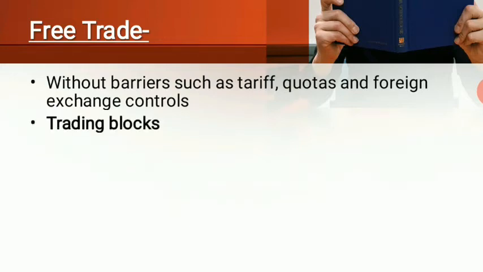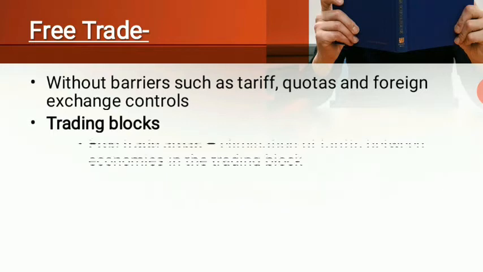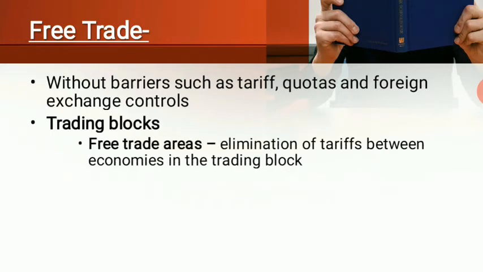Then next is trading bloc. Trading blocs are groups of countries who form trade agreements between themselves. So trading blocs include three types. First is free trade area, where there is no tariff between the member countries. Also, there are no external tariffs and they can negotiate on trade deals. This is called free trade area.